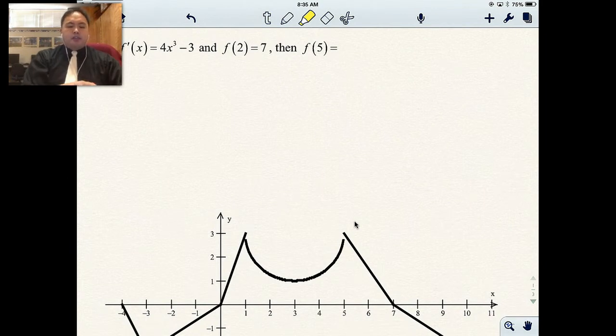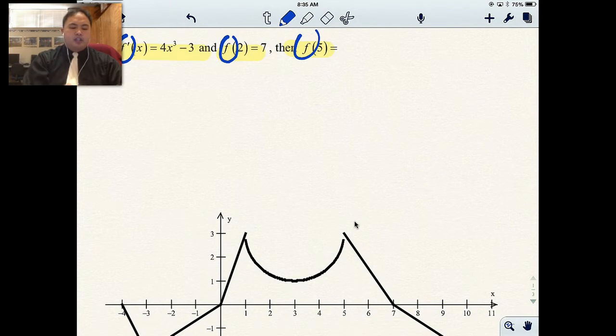For this example, it says, if f prime is 4x to the third minus 3 and f of 2 is 7, then what is f of 5? And you're probably like, I have no idea what to do or what it means. First thing you do every time you see a problem like this, you see you have a derivative problem. You see they give you values of the original function at two different x values.